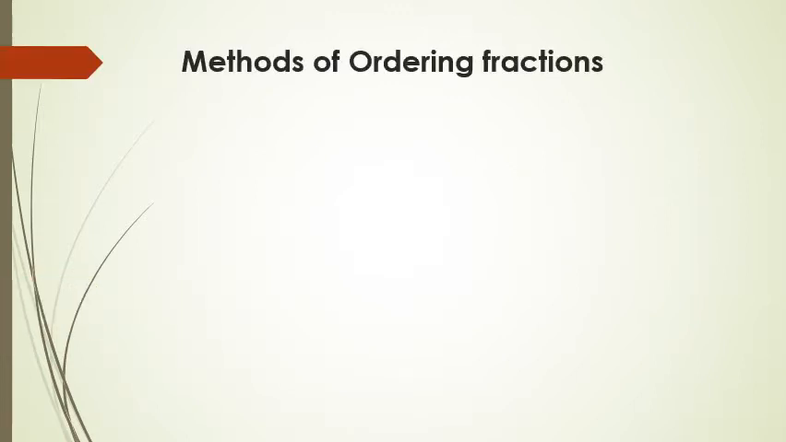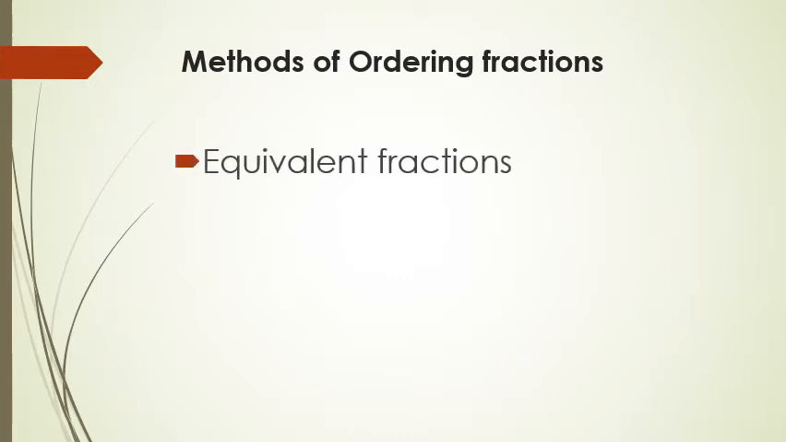Now, methods of ordering fractions. To write fractions in order of size, you need to compare the fractions. One way to do this is to write all the fractions as equivalent fractions with the same denominator. This denominator is known as common denominator. And the method is known as equivalent fractions method.